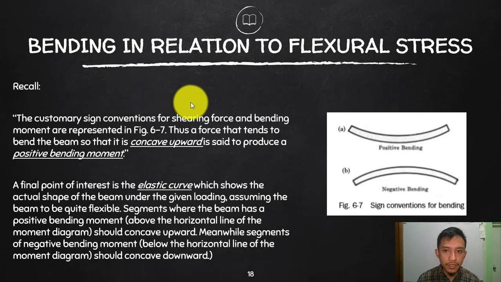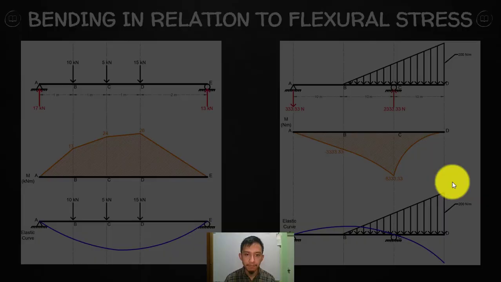So again, if we try to recall, we assume that the internal moment that will bend your beam concaving upward is a positive bending moment. And of course, we use that in drawing your shear and moment diagram, or your moment diagram. If you draw the deformed shape, a positive moment corresponds to a curvature of the beam opening upward, and a negative moment corresponds to concavity opening downwards. So that is what we will be following.